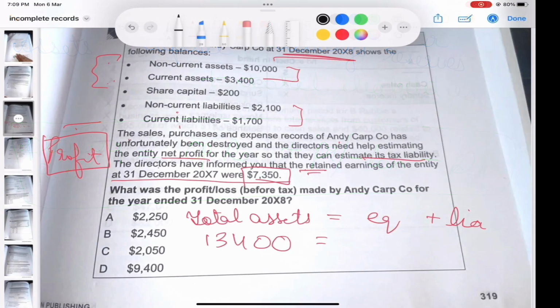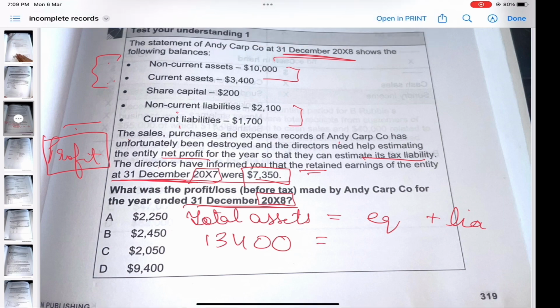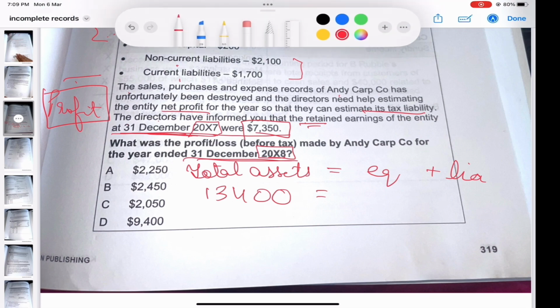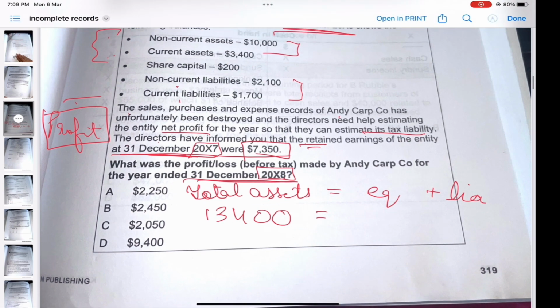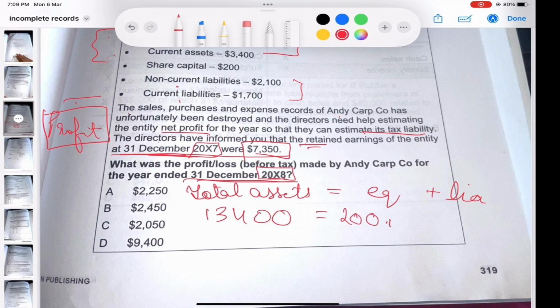So let's think about it. The total assets is equal to equity plus liability. And now we know what liabilities and equity comprise of. On 31st December 2018 we need to find out. In the question, the retained earning is given for 2017, which means it is the opening retained earnings. Now we have already discussed the formula, so we just have to put everything in and find the value. We need to basically find the profit or loss. So what is the value of equity? Share capital plus retained earnings plus other reserves, right?